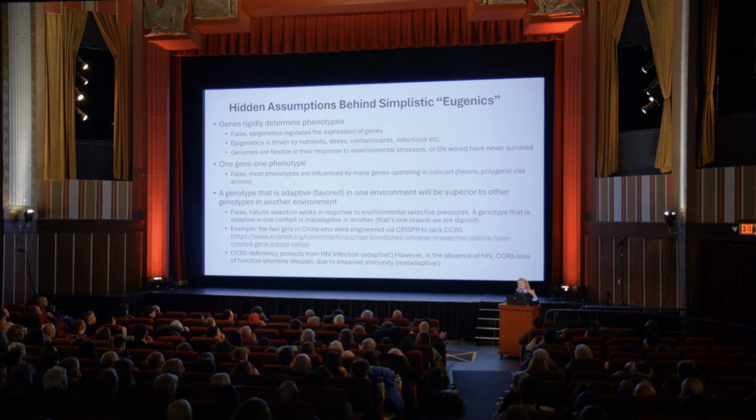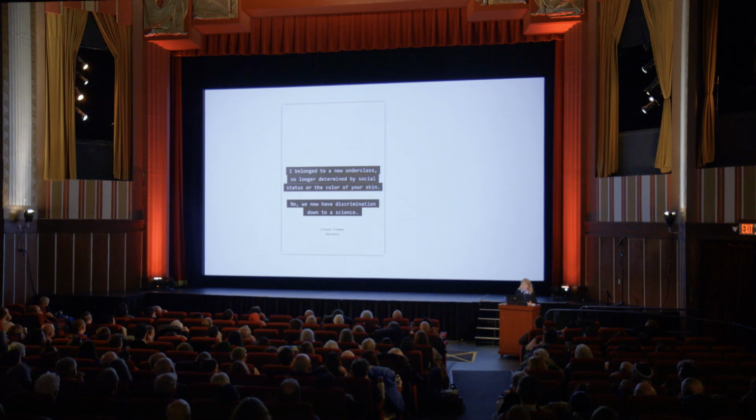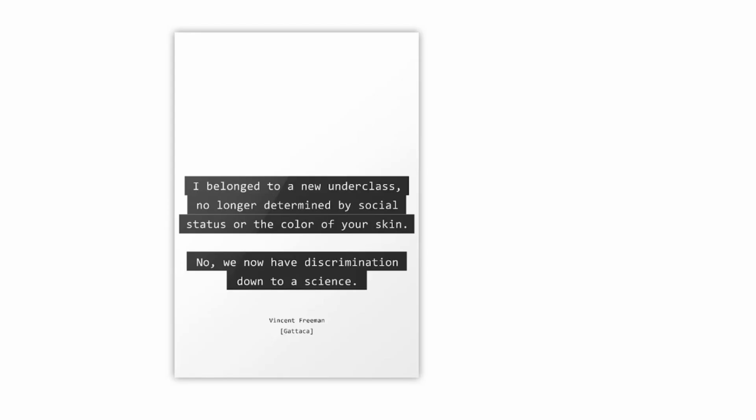So these were the hidden assumptions behind simplistic eugenics. And I want to just read this one quote that Ethan Hawke's character, Vincent, says: "I belonged to a new underclass, no longer determined by social status or the color of your skin. No, we now have discrimination down to a science." And so when I rewatched this movie, it occurred to me, what was the inspiration for this movie? What was happening at the time? Something very important was happening at the time.